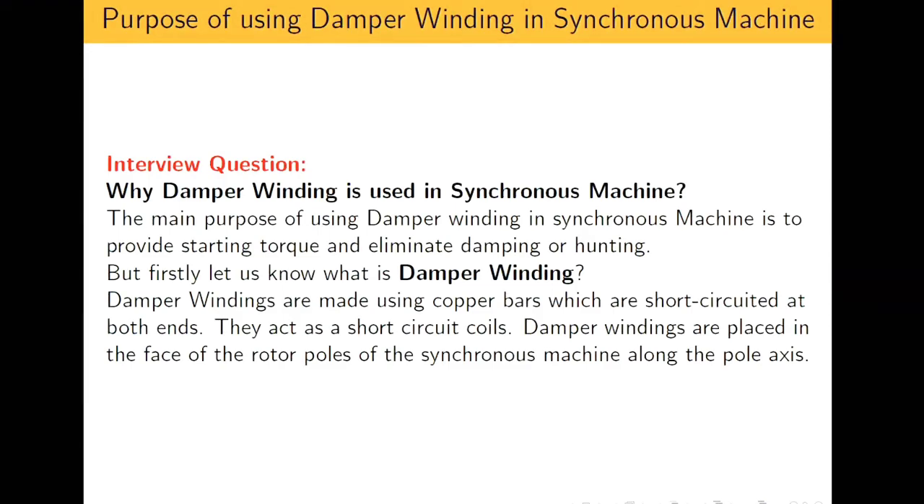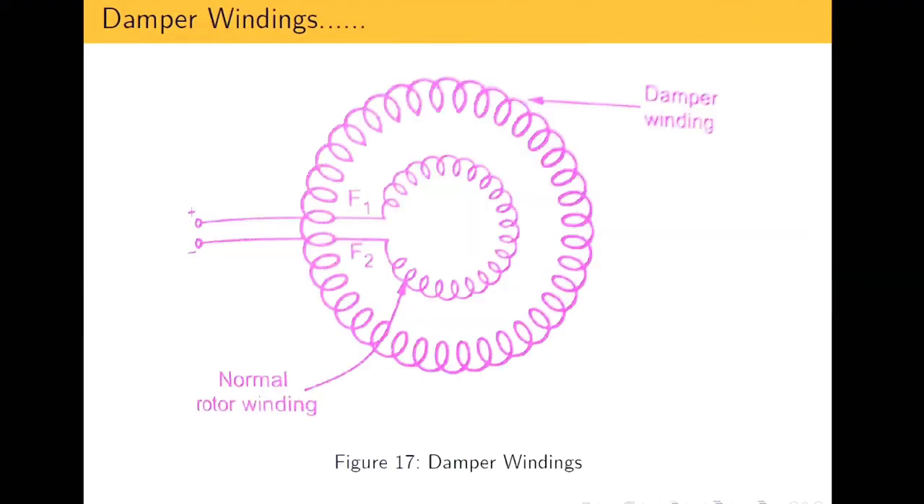The damper windings are made using copper bars, which are short-circuited at both ends. They act as short-circuit coils. As you can see, they act as short-circuit coils. This is completely short-circuited.